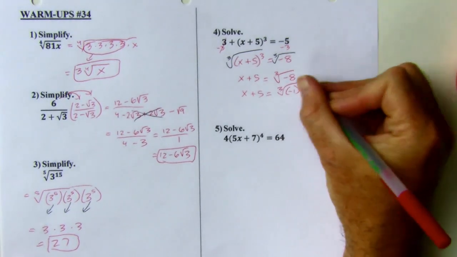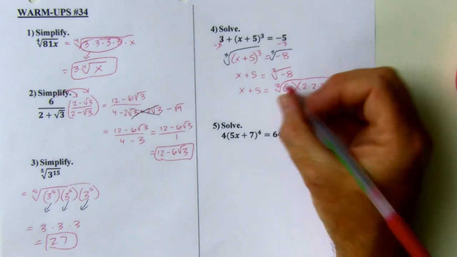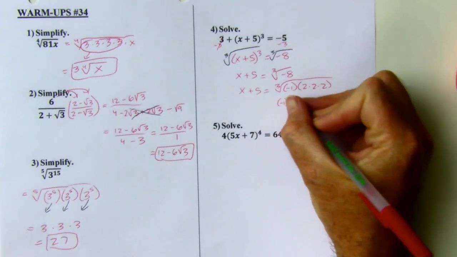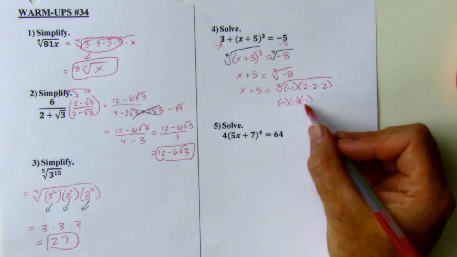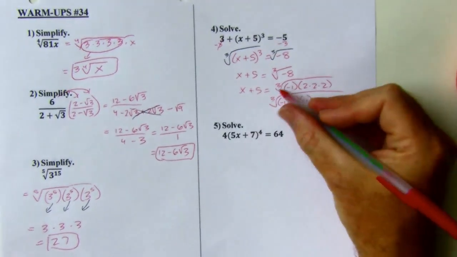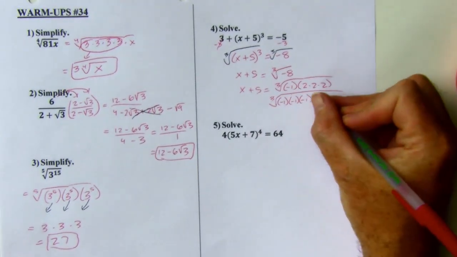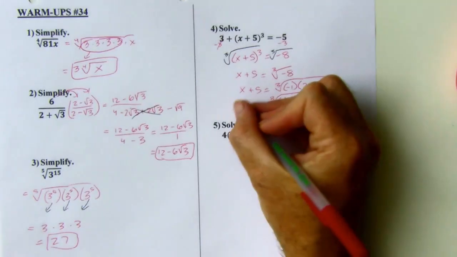So I found some triplets there, and I actually have another pair of hidden triplets because if I take negative 1 times negative 1 times negative 1, if you think that through, that's going to equal negative 1. So this is equivalent to that, right? So you can take the cube root of negative 1. The cube root of negative 1 is negative 1.